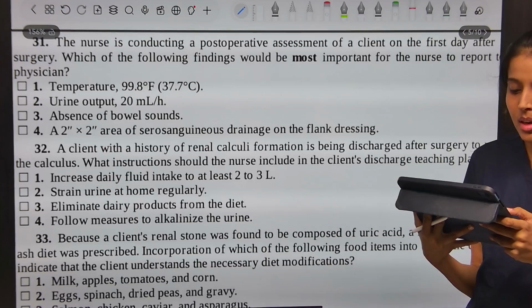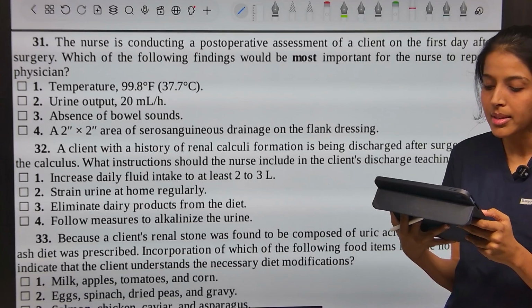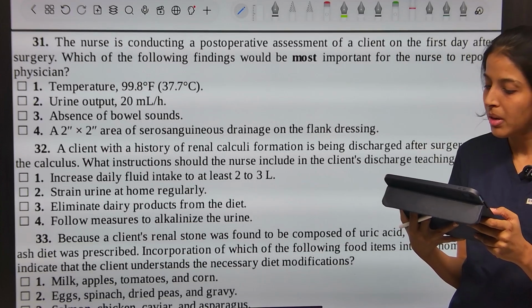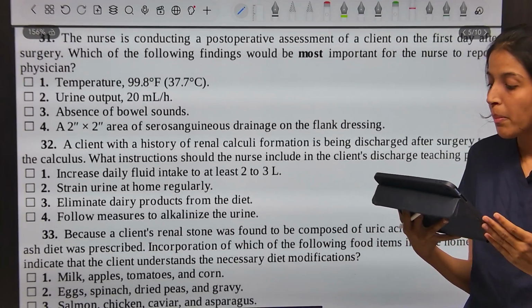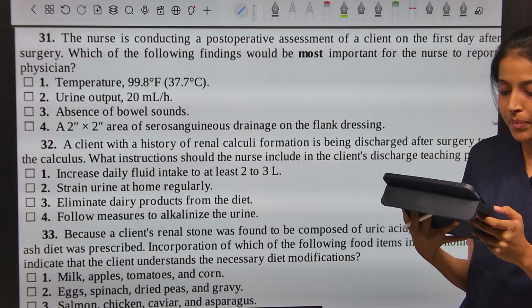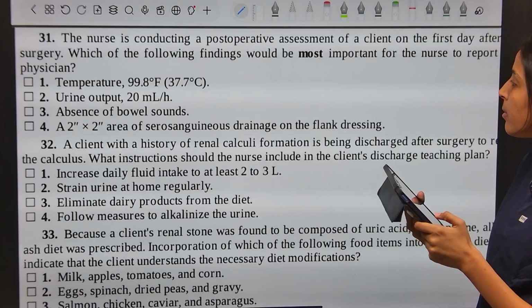Now let's discuss question number 31. The nurse is conducting a post-operative assessment of the client on the first day after the surgery. Which of the following would be most important for the nurse to report to the physician? You have 4 options. Try to solve this question.